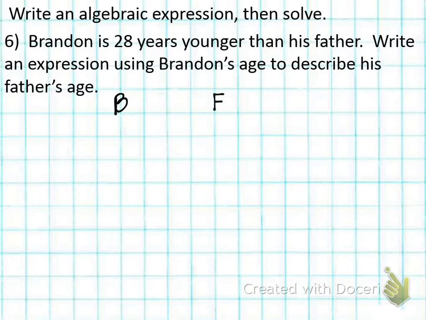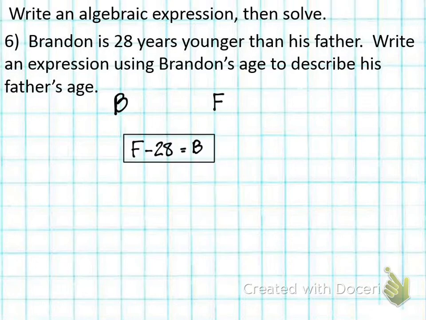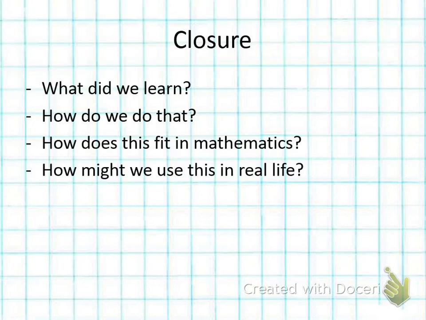So there's some information there, so you want to know. We're looking for those special words, remember? More than, less than, minus, equal to, okay? We know that Brandon's age is 28 years younger than the father, so we start with the father. Subtract 28 is equal to Brandon's age. Okay, that's it. And that concludes the lesson.